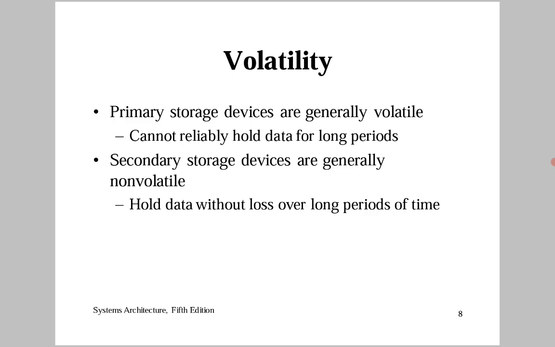Primary storage devices are generally volatile, meaning they cannot reliably hold data for long periods. As we know, primary storage, like RAM, is volatile by default.